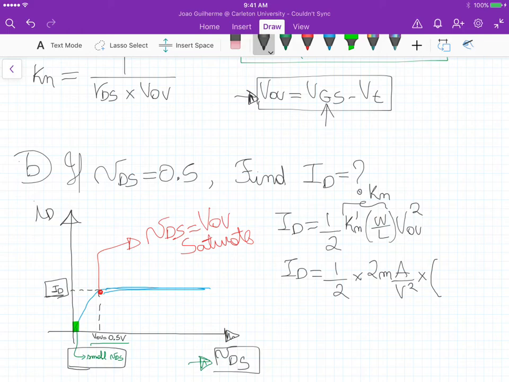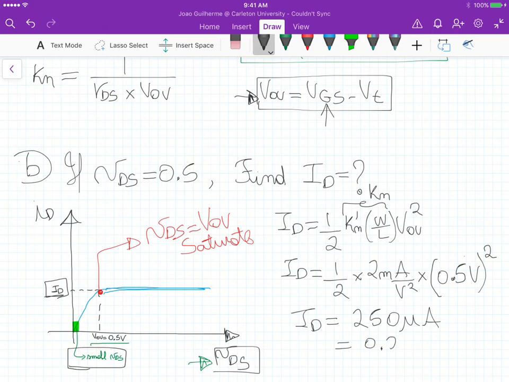The overdrive voltage stays the same, so this is VDS, it's 0.5 volts squared. If we compute this equation, we get 250 microamps, or 0.25 milliamps.